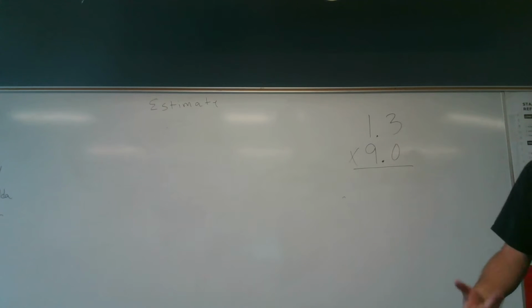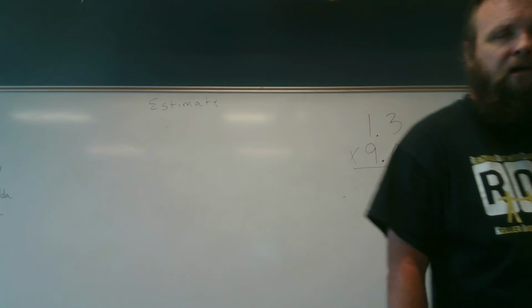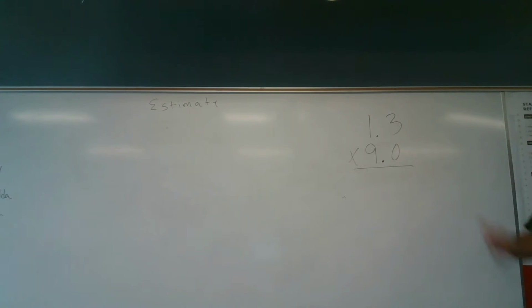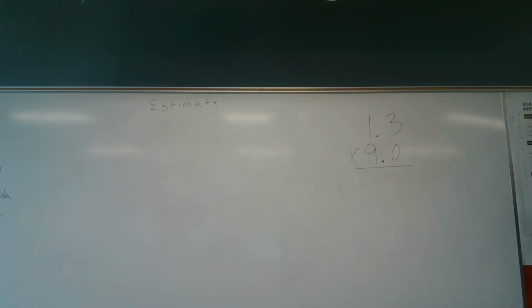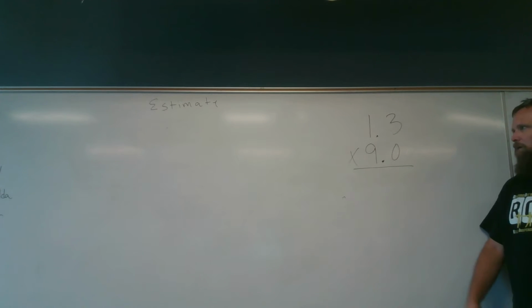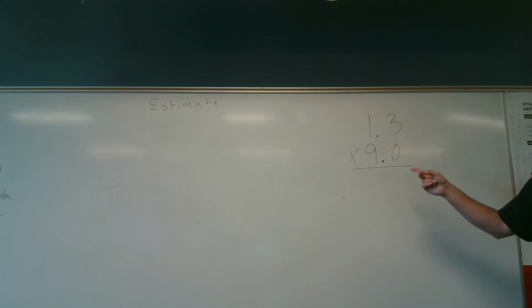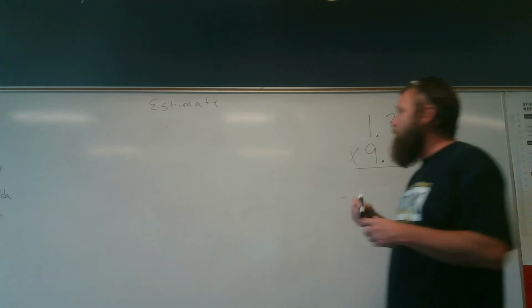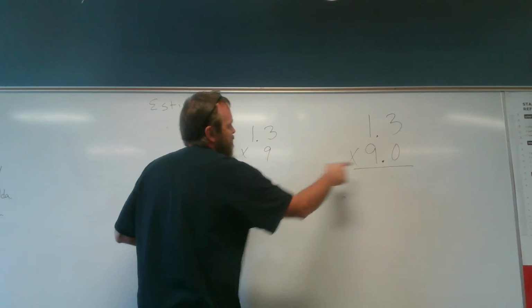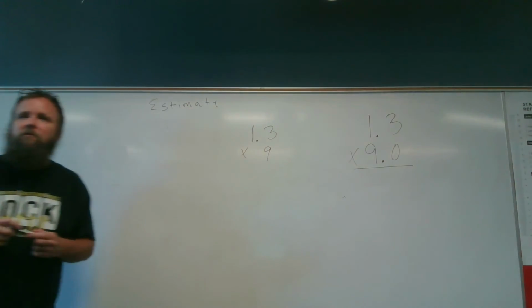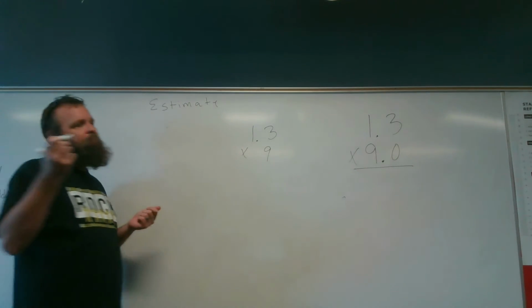So now we're going to multiply. Let me just call in someone here. Matthew, what are the factors in this multiplication problem? You have 1 and 3 tenths, and 9 and 0 tenths. Could we just say 9? Yes. So really, I can rewrite this as 1 and 3 tenths times 9, because 9 and 9 and 0 tenths are the same thing, right? Yes.